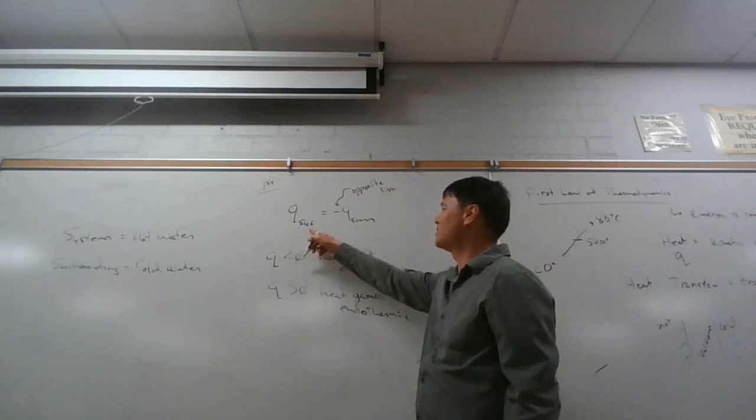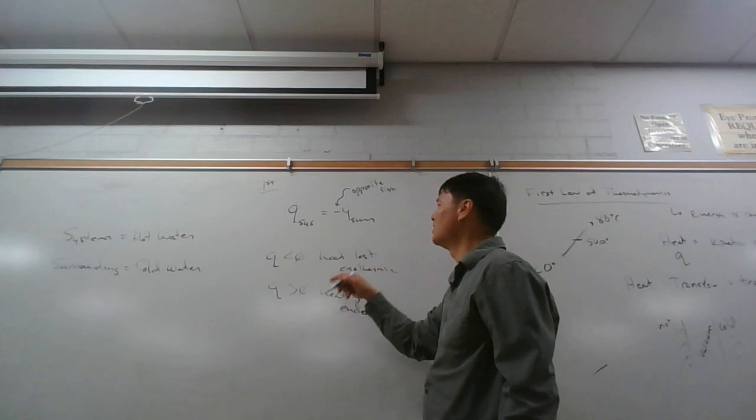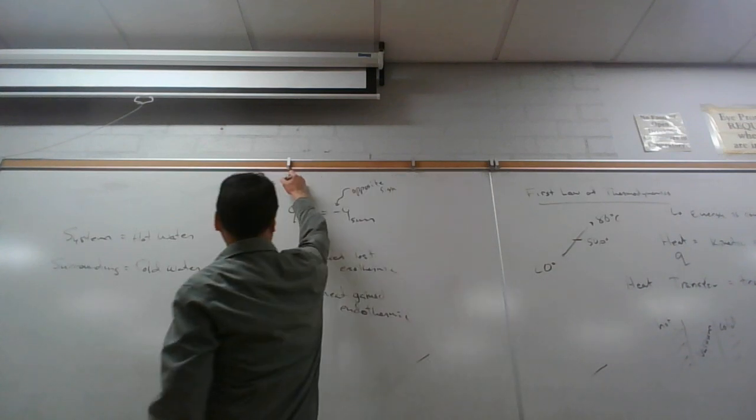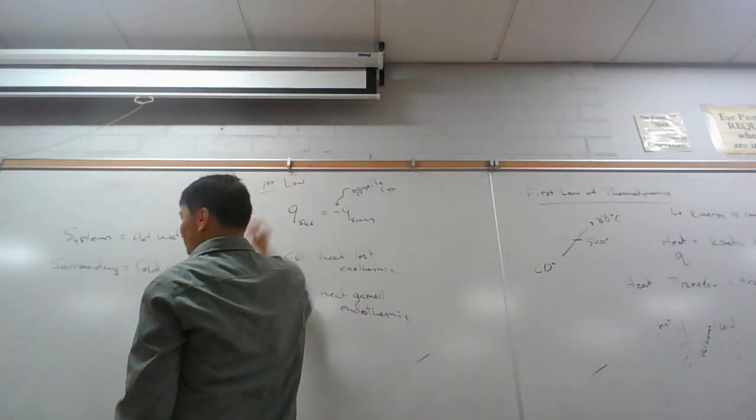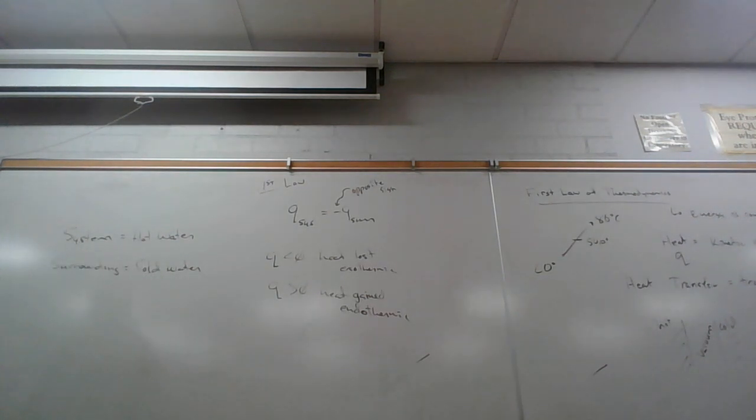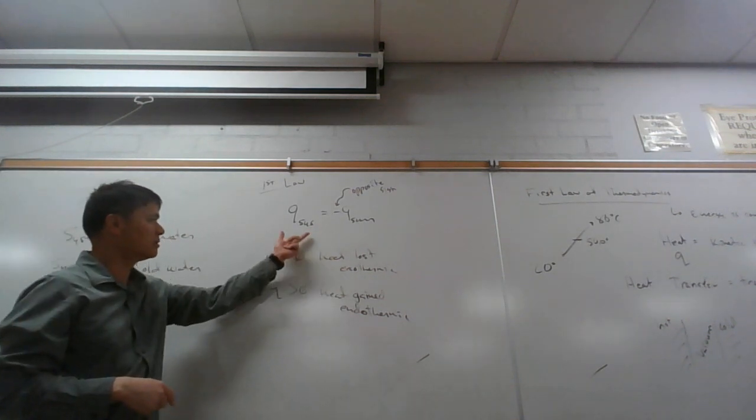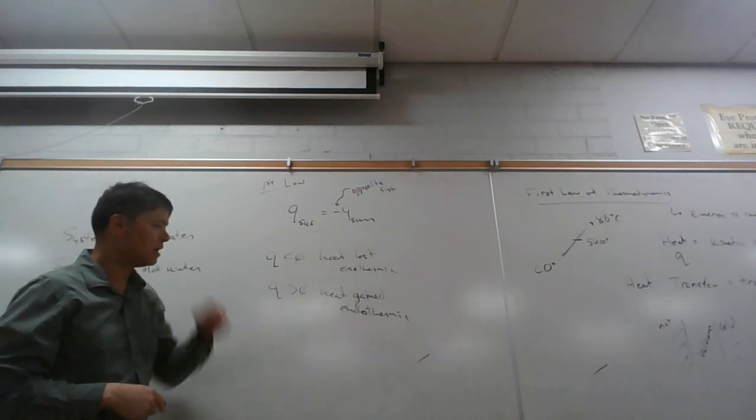That is, we can't have the system endothermic and the surroundings endothermic, because that would be a violation of the first law of thermodynamics. The first law of thermodynamics says energy is neither created nor destroyed. And so if the system loses energy, the surroundings must gain it, or if the system gains energy, the surroundings must have lost it.